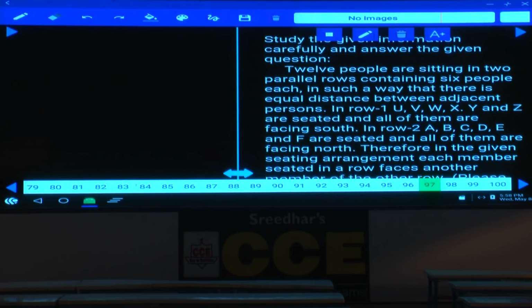Where will they come? One is directions, another one is coding and decoding. Those two you can easily score 2 marks. In the last 1 or 2 minutes, you can always rely upon these types of questions rather than starting a puzzle.